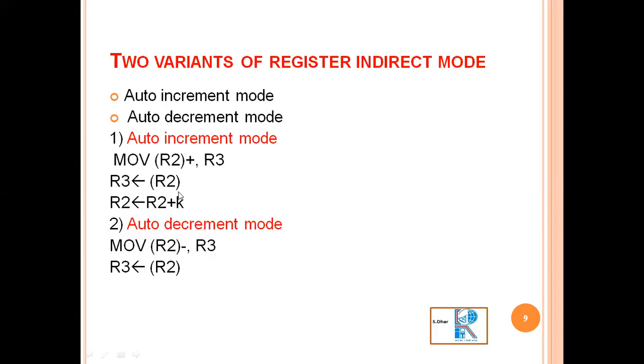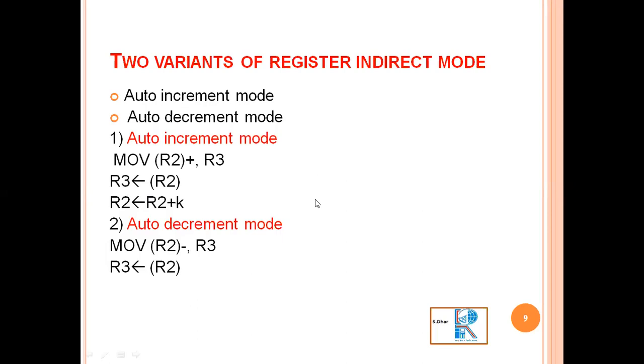After that, what is the data stored in R2? R2 was 1000. R2 plus K, suppose the value of K is 1, that means 1001. This is the next address in R2. So this is called the auto increment mode. That means after doing the operation, it will automatically increase the address. Again, I am repeating: after execution of the instruction, the address mentioned in the register will be automatically incremented. That is called the auto increment mode of register indirect.